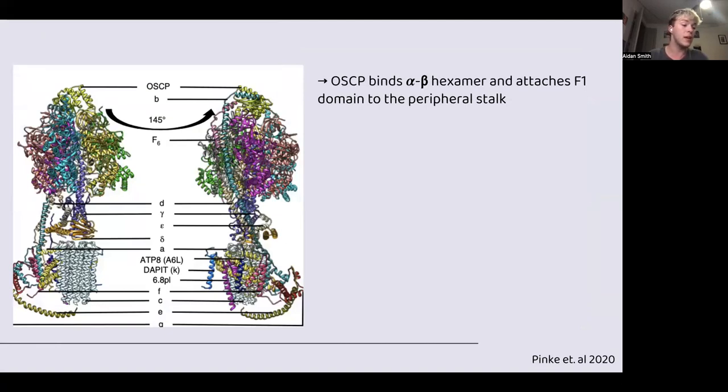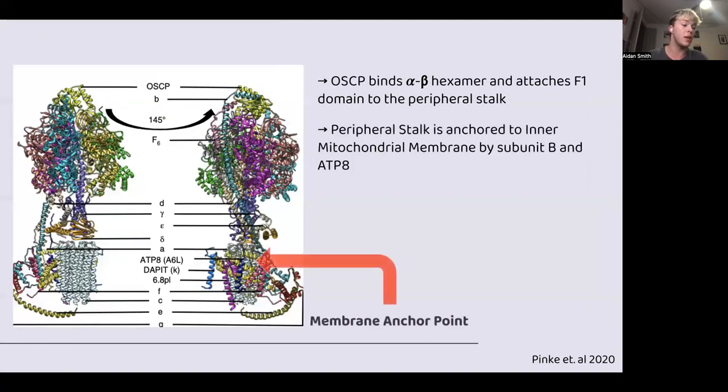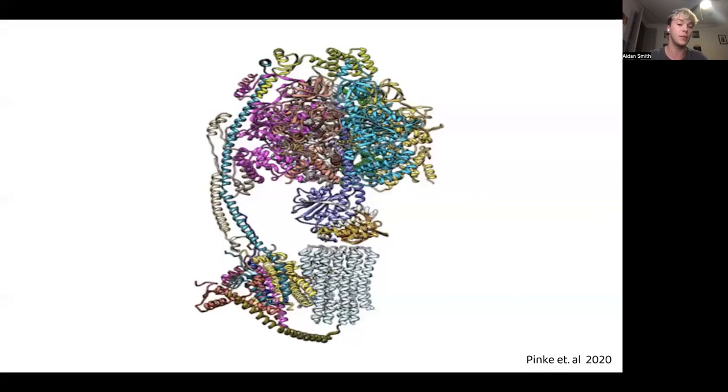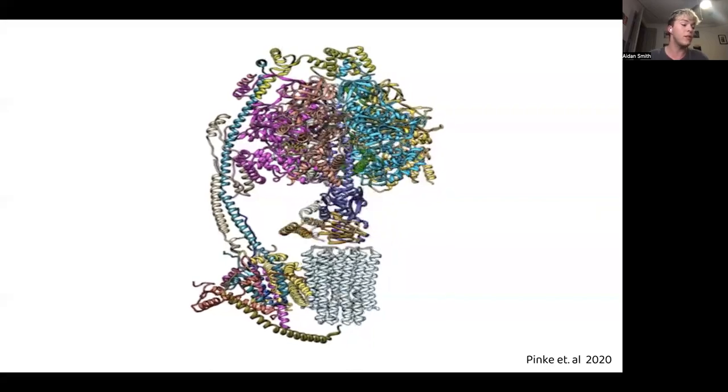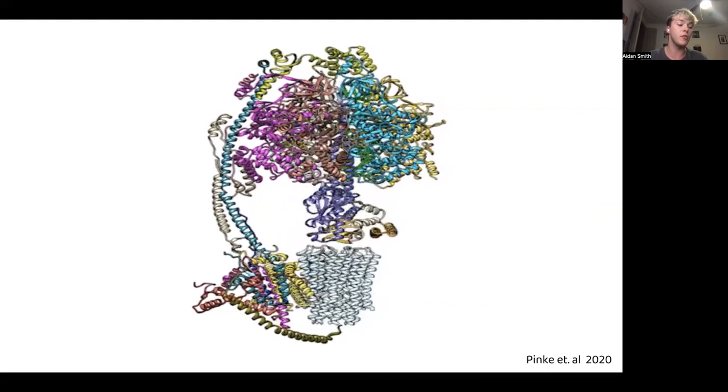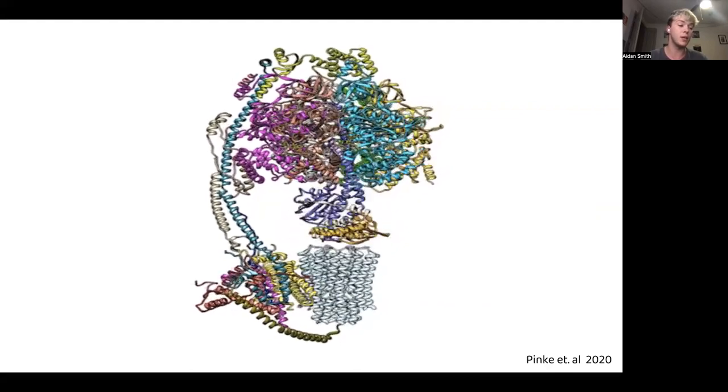The peripheral stalk is anchored to the intermitochondrial membrane via interactions with the transmembrane helices of subunit B and ATP8. The type of flexible binding of the peripheral stalks allows for a slight wobble of the F1 subunit during rotation. Rigid body fitting of the subunits into maps of other rotational states allowed researchers to model the movement of the enzyme during its catalytic cycle.